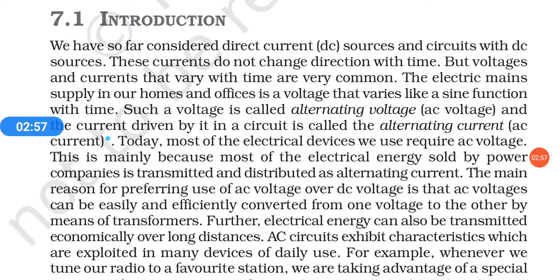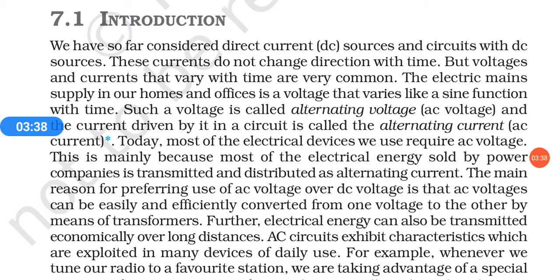Most electric devices in our homes require AC voltage: AC, fridge, TV, motor, fan. These all are AC instruments. This is mainly because most of the electric energy sold by power companies is transmitted and distributed as alternating current. There are companies providing us alternating current.